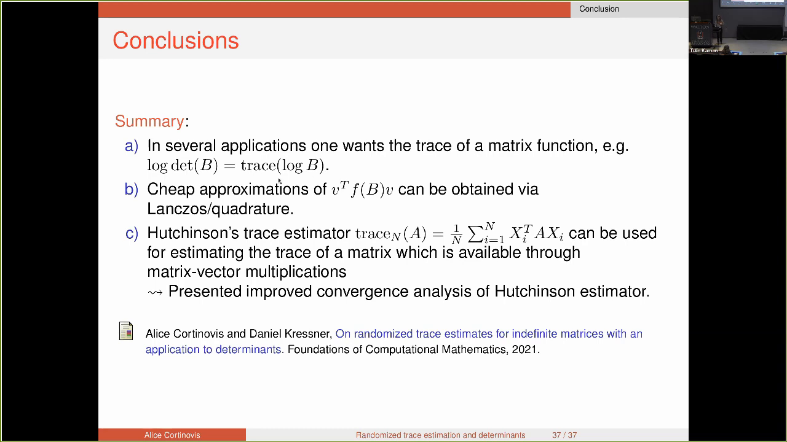And then for estimating the trace, you can use this Hutchinson trace estimator, which I recall here, which you can use for any matrix which is available through maybe approximate matrix-vector multiplications or quadratic forms. Okay, that's it. Thank you very much for your attention.